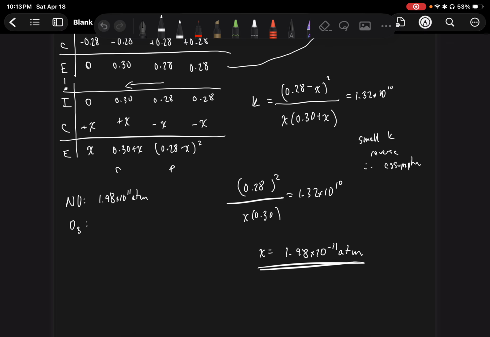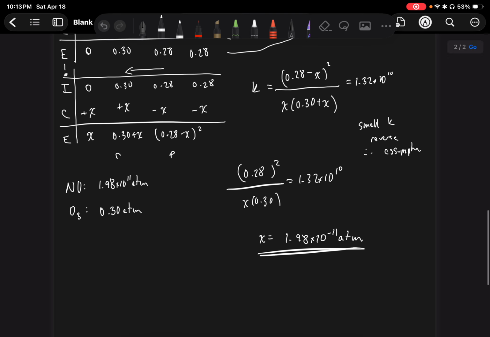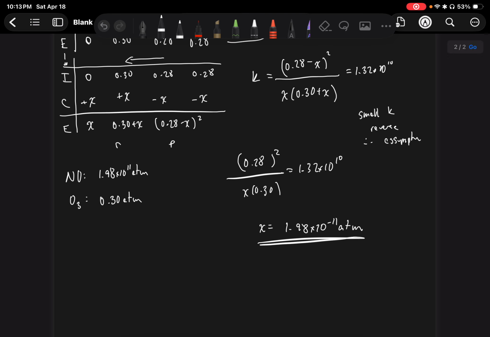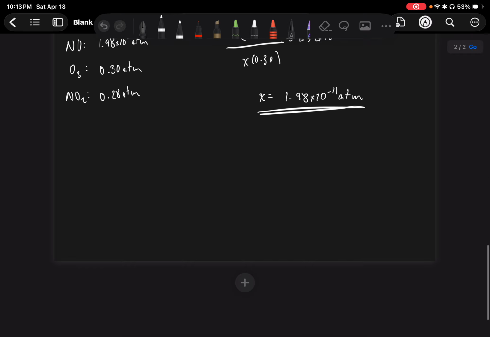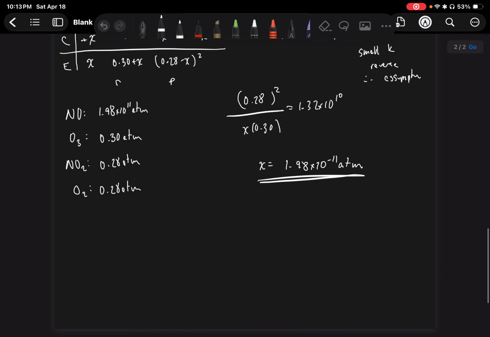Bro, I don't want to add these, bro. Plus 0.3 equals 0.3. 0.28 minus this, not the small numbers, so it's going to be the same number. So yeah, that is our answer.